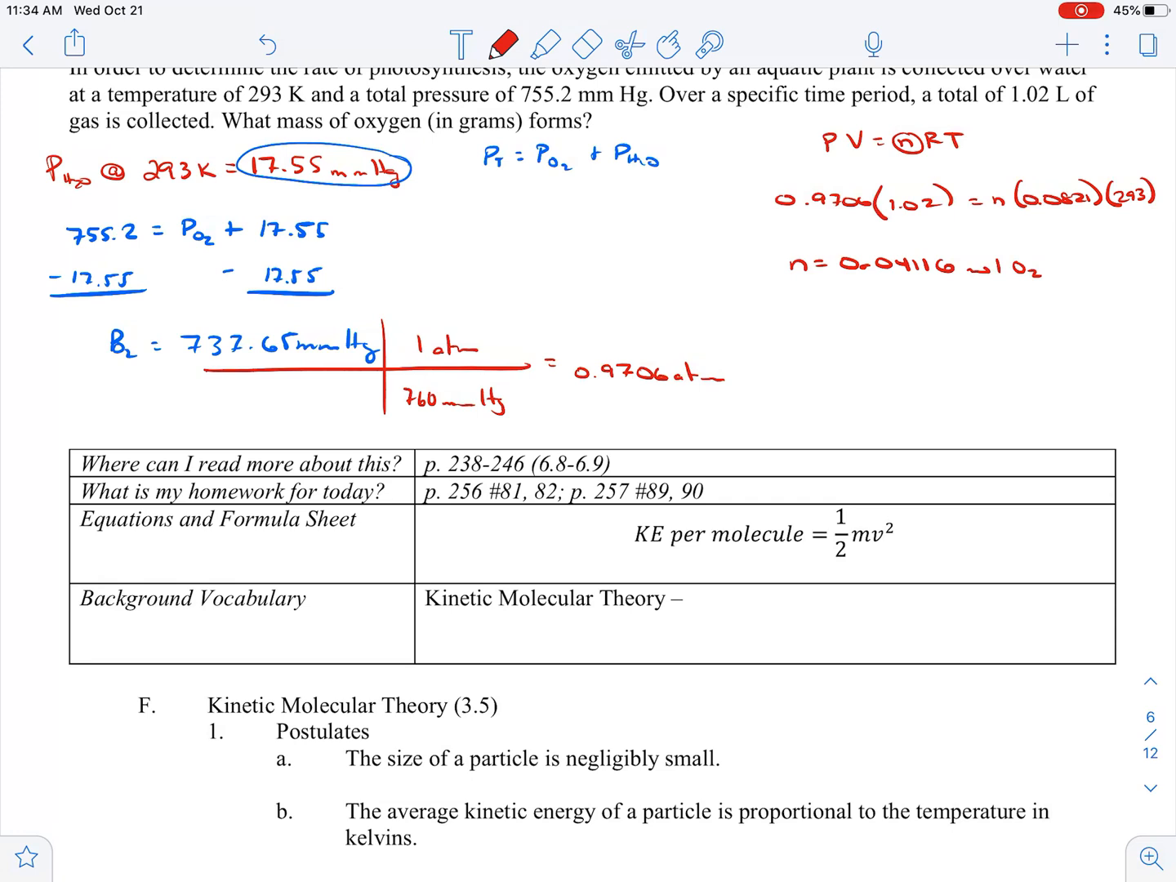So now we just need to convert that to grams, and we can do that by multiplying by the molar mass of O2, which is 32. And this will be our answer. So multiply that times 32, and we should get 1.32 grams of O2. Awesome. See you next time.